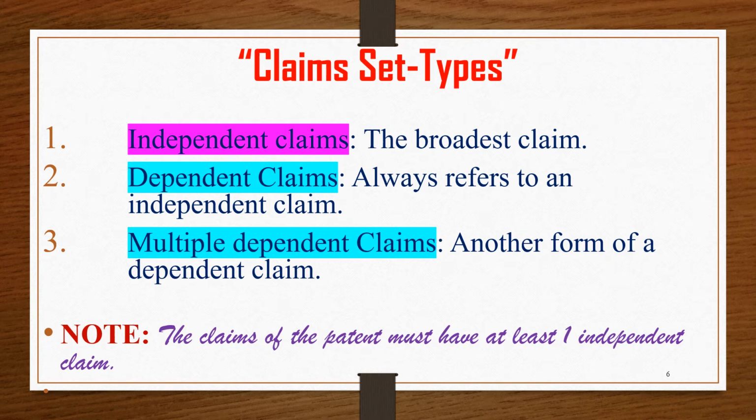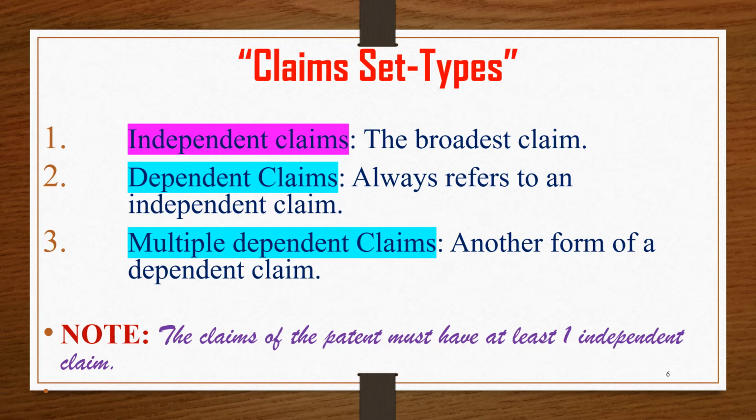Claim set, and we will study here claim set types. Number one is independent claims, and this is the broadest claim. Number two is dependent claims, and this always refers to an independent claim. The name itself depicts, friends. The first one is independent claims, that is, it can stand alone, and the second one is dependent claims, so it will always refer to an independent claim. The third one is multiple dependent claims. Actually, this is another form of a dependent claim.